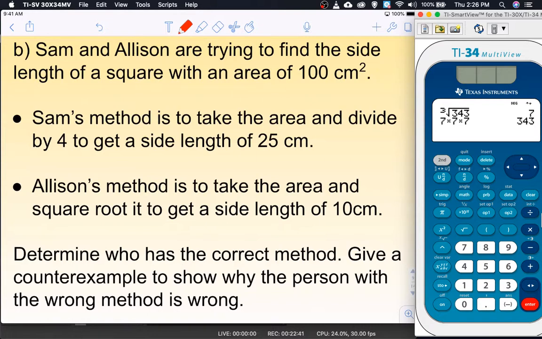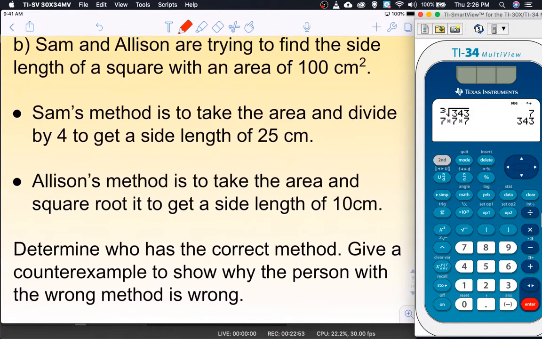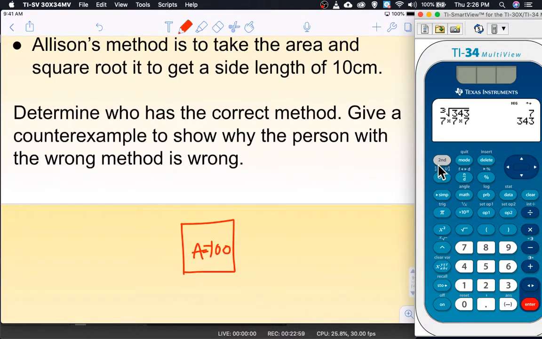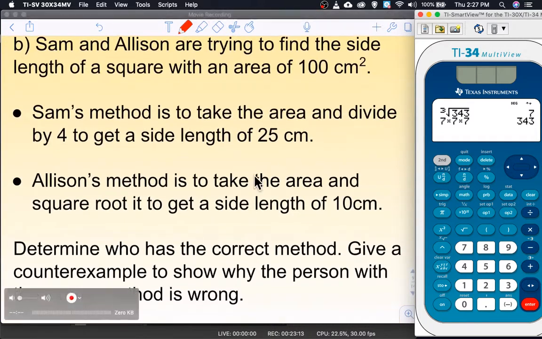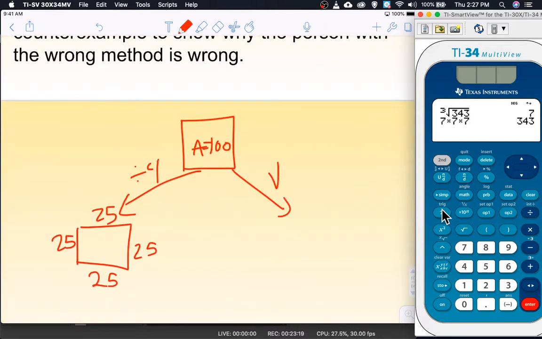Sam and Allison are trying to find the side length of a square with an area of 100 centimeters squared. All right, so here's a square with an area of 100 centimeters squared. Sam's method is to take the area and divide by 4 to get a side length of 25. So Sam thinks we're going to take this and divide by 4, and then each side is 25. Allison's method is to take the area and square root it and get a side length of 10. So Allison thinks we're going to square root, and we get each side is 10.